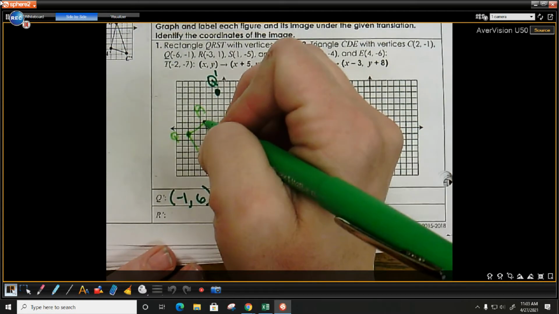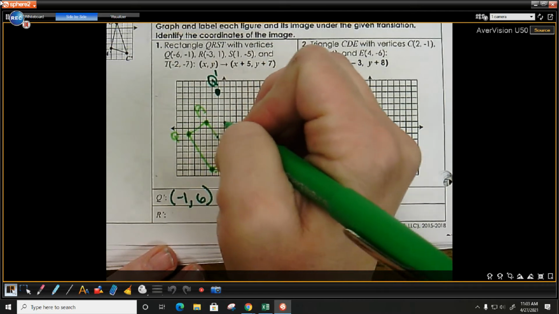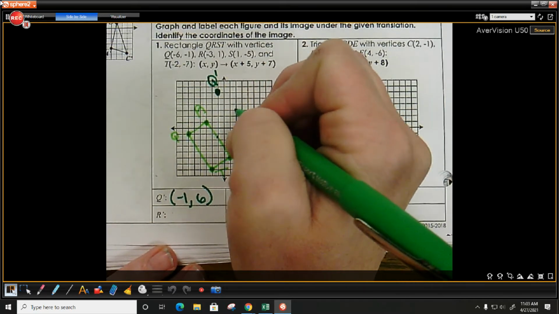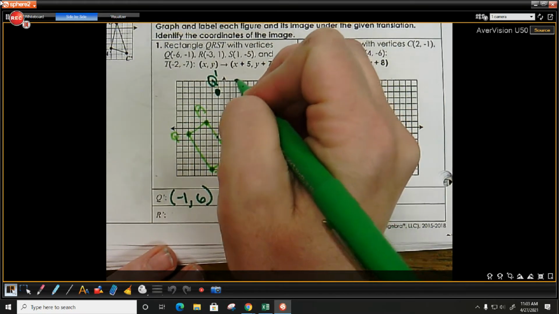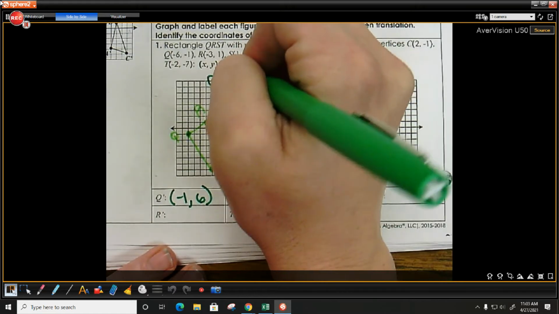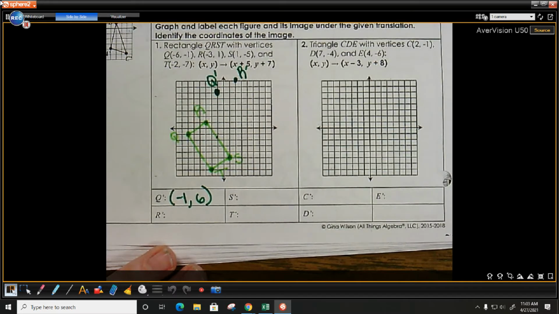So go to point R. We're going to go 1, 2, 3, 4, 5 to the right, 1, 2, 3, 4, 5, 6, 7 up. And that's your R prime. That point is at what?